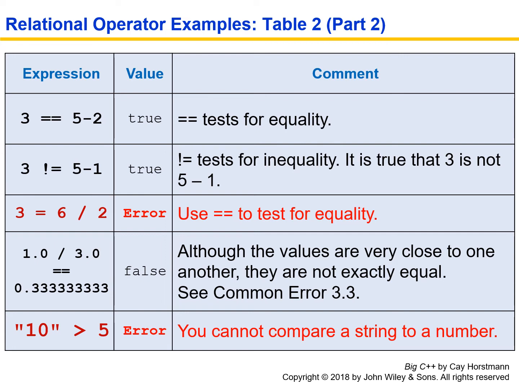1.0 over 3.0 equals 0.333333333. That's false because of rounding errors and problems in representing floating point numbers. And we'll talk about that again in a little bit.